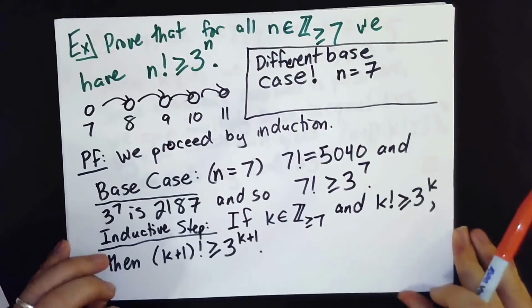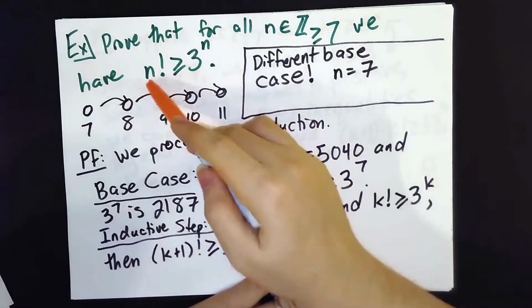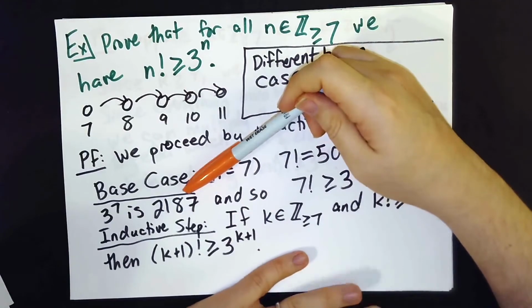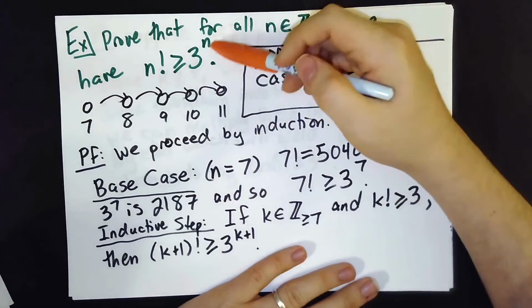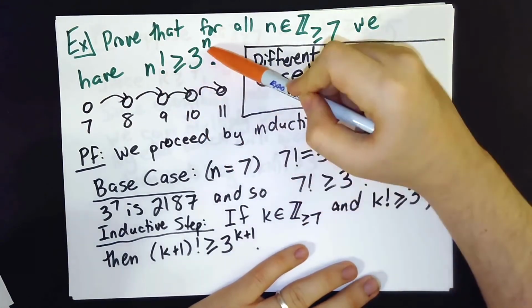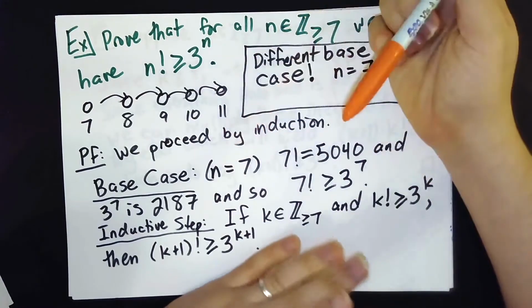And so a key piece of the proof really is this base case where I check that by n equals 7, it has happened that the factorial has eclipsed the power of 3. You can check, though, that for something like n equals 4, n factorial is only 24, whereas 3 to the 4th is 81, so this is certainly not true for n much smaller than 7.